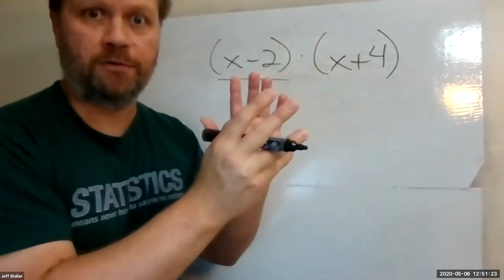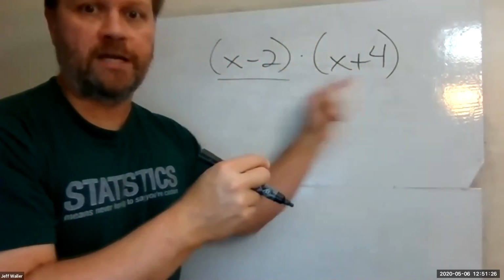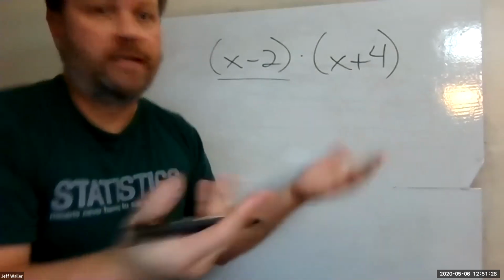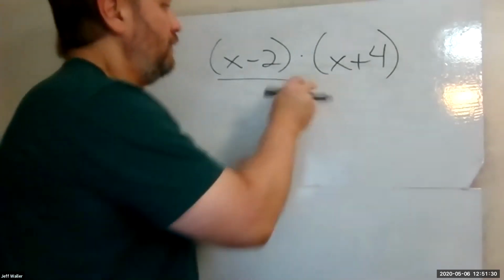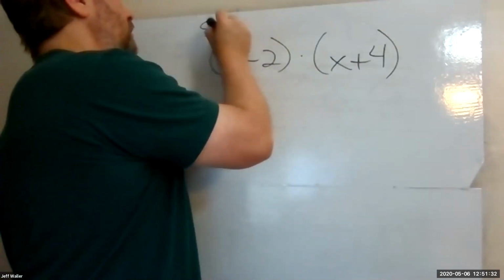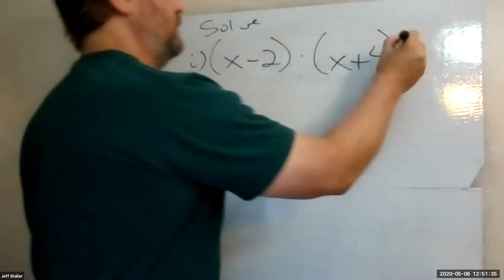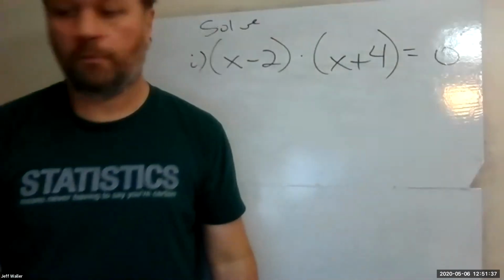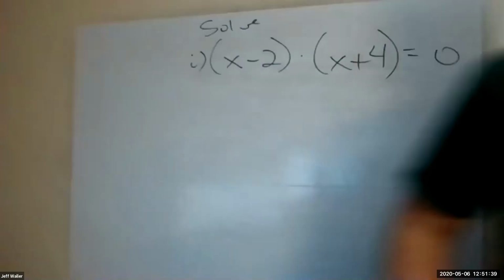Do you guys see that? Is that cool? If x is 5, this is 3 times 9, which is 27. But I don't know if x is 5. Now, what if they give me this problem? They say solve, and this is equal to 0. What did we just learn we can do?